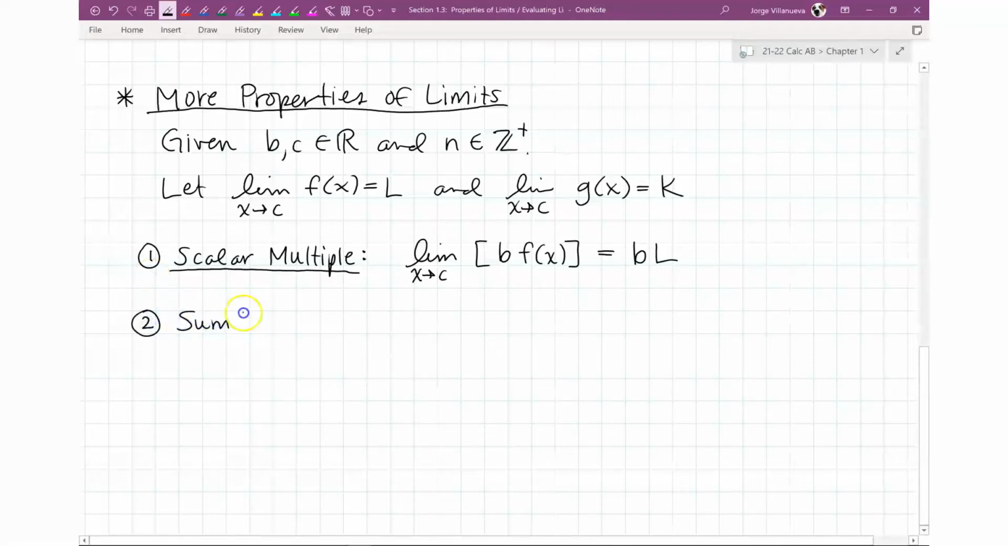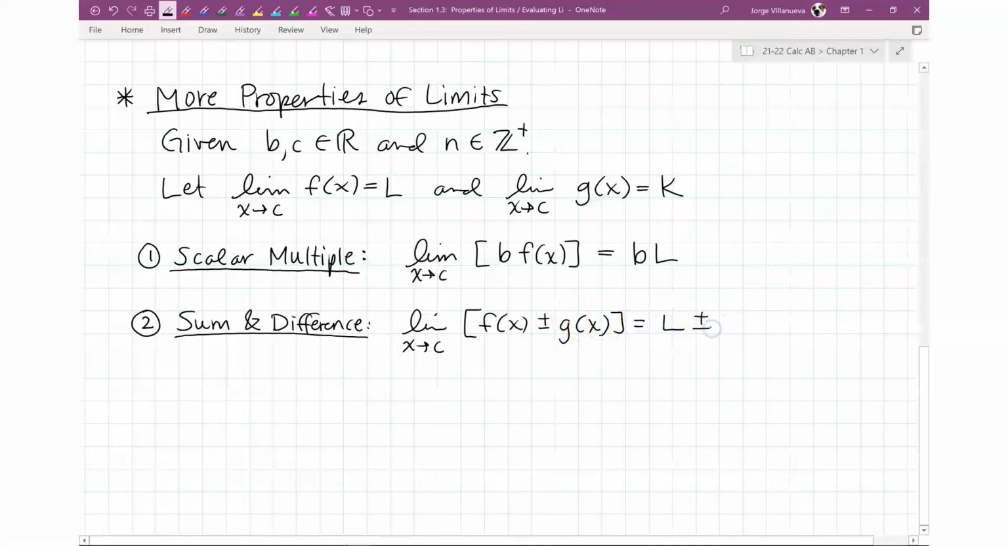Sum and difference, that's the next one. So the limit as x goes to c of f of x plus or minus g of x is equal to, well, the limit of f of x is L, and the limit of g of x is k. So it's just L plus or minus k. So they're basically saying, if you're trying to take the limit of two functions, then if you know the answers for both of the functions, just plug them in. So that's the sum and difference.